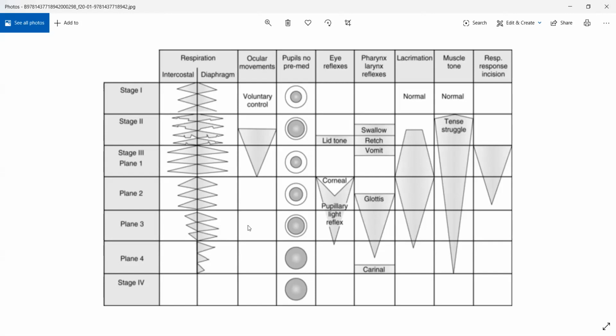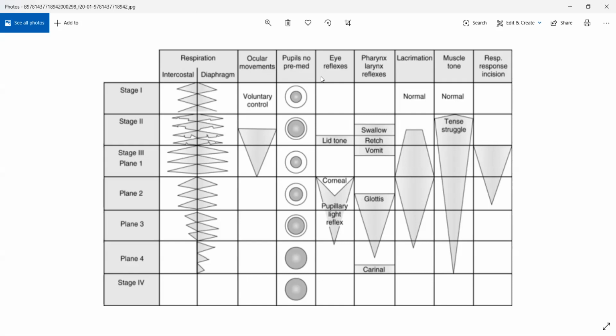Coming to the stages of general anesthesia, there are four main stages. The first stage will be the stage of analgesia. If you can see varying responses here, the most important response, at least for an anesthesiologist, to check which stage the patient is in or how the anesthesia is progressing, is through pupils. So you have to keep an eye on the pupils. Okay, the fourth column from the left.